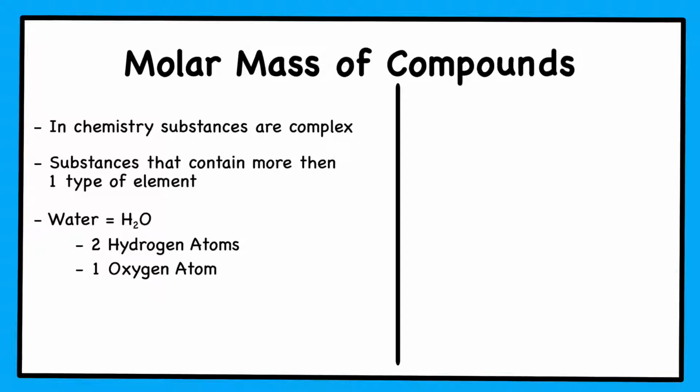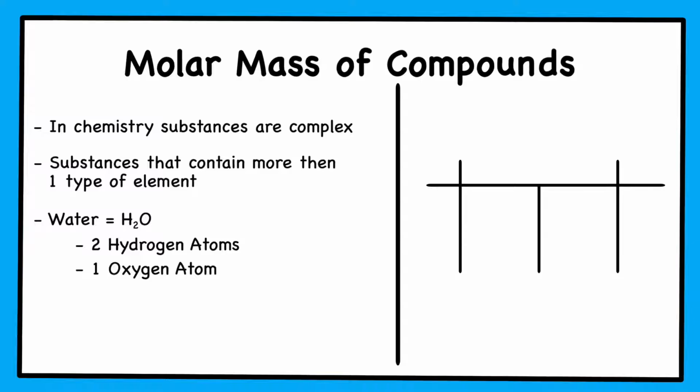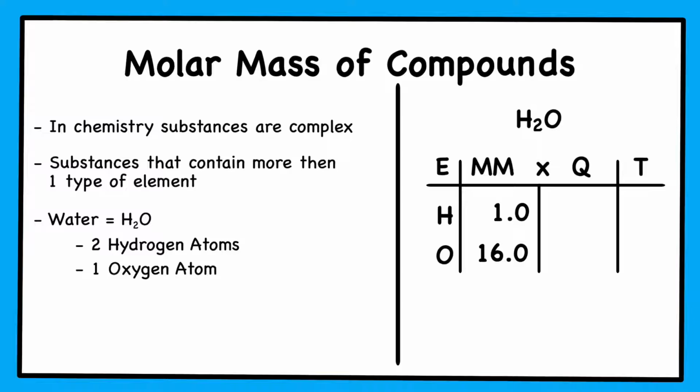In order to do this, I typically set up the following table. My headings are element, molar mass times quantity, and that equals total. So for each individual element within the equation, I fill in this portion of the graph. So for my formula H2O, my elements would be hydrogen, or H, and oxygen, or O. I would then put each of these elements in their different lines. Next, I would write their molar masses I found on the periodic table for each of these elements, so 1.0 for hydrogen and 16.0 for oxygen. Then I would carry down my multiplication sign for both rows.